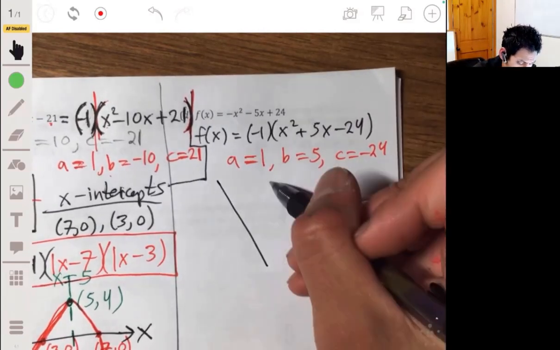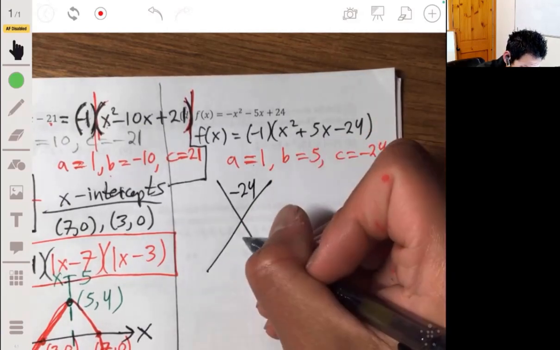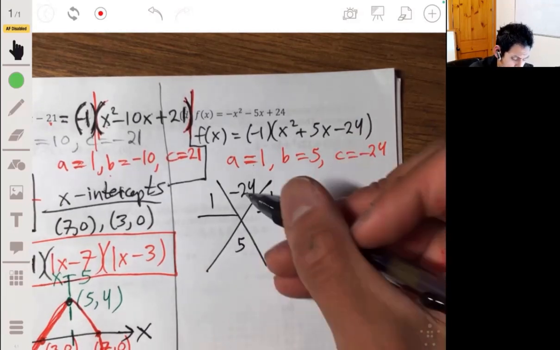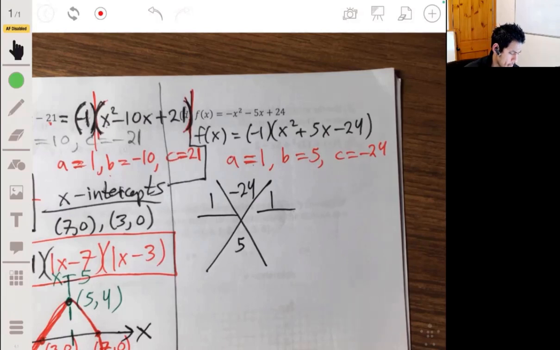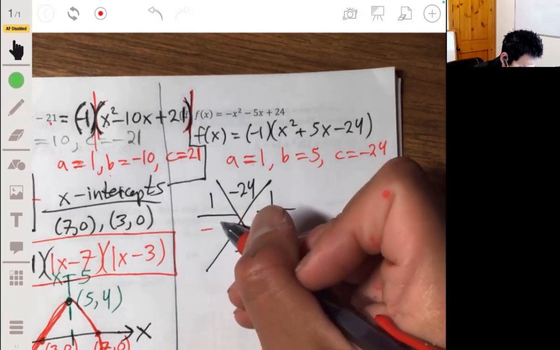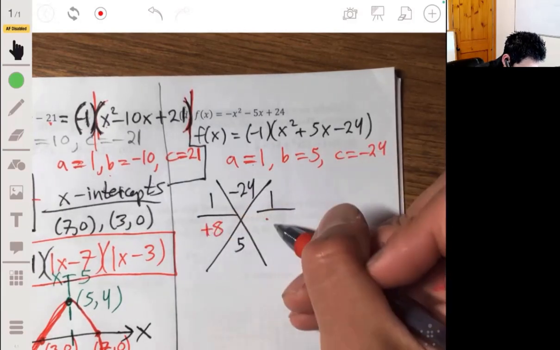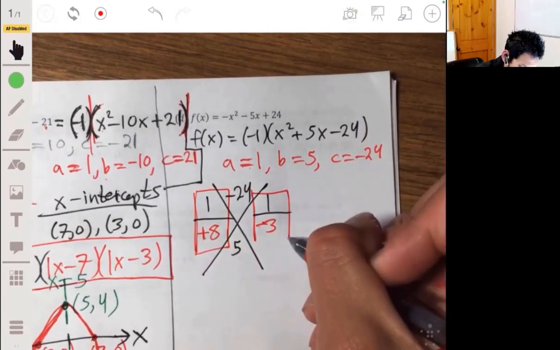Using the power of the x game: a times c on top, negative 24 on top, b in the bottom, so 5. One over something, a over something. Two numbers that multiply to negative 24 and add to 5, which will be, yeah, positive 8 and negative 3. Break that up.